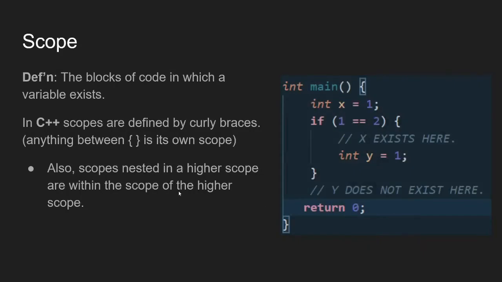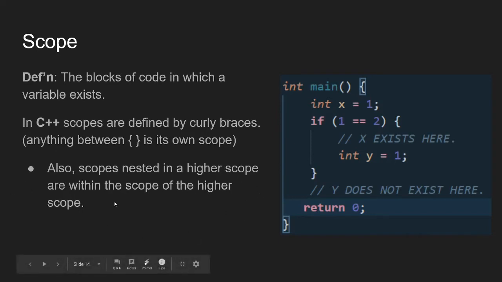Okay, and the next most important thing that curly braces do is that they're markers for scope. So the definition of scope is the block of code where a variable exists. Like I said, in C++, scopes are defined by curly braces, and anything in between curly braces is its own scope. And okay, this is going to be a mouthful, but scopes nested in a higher scope are within the scope of the higher scope.